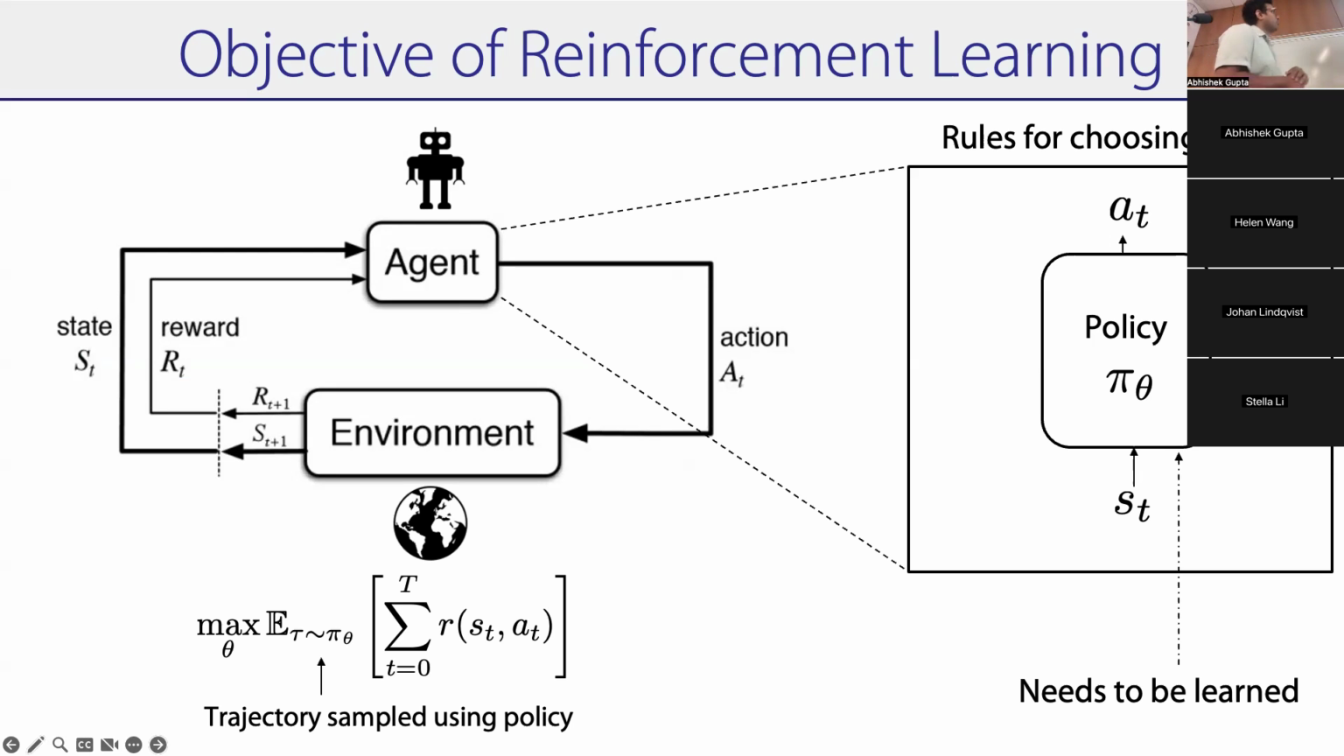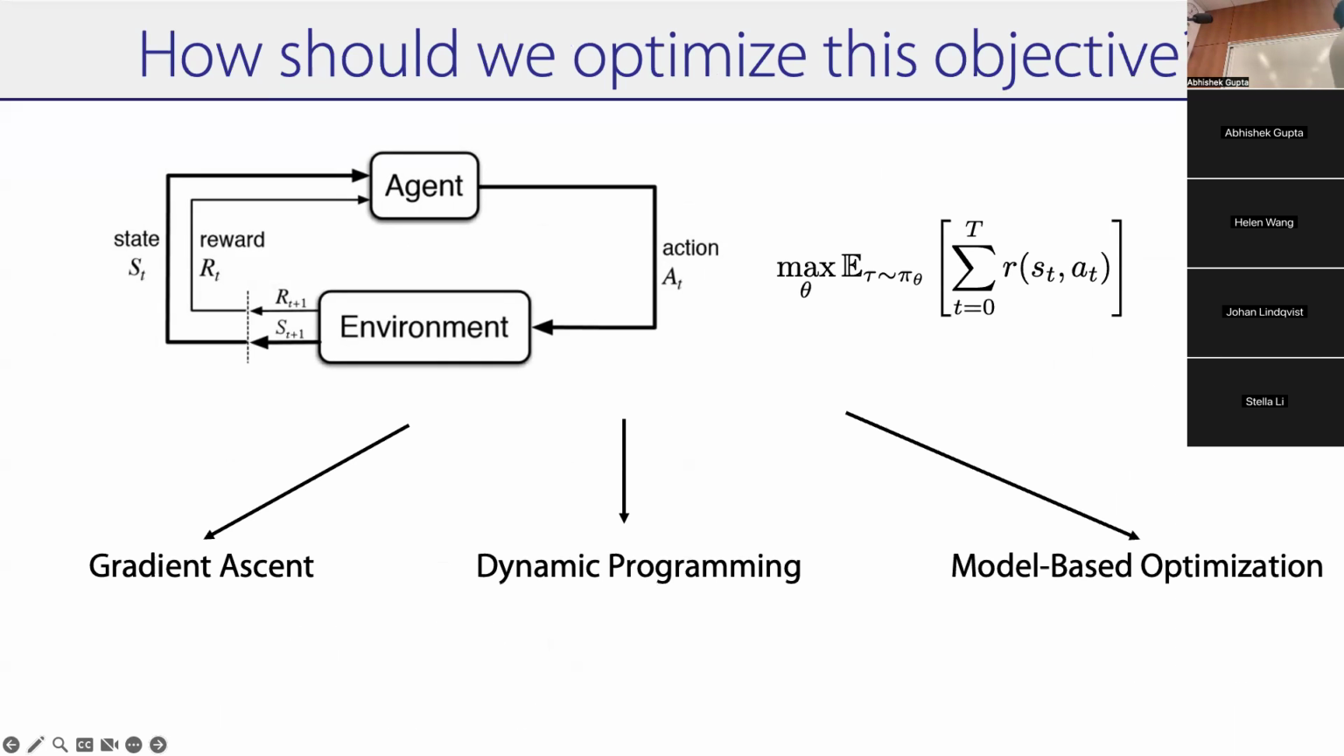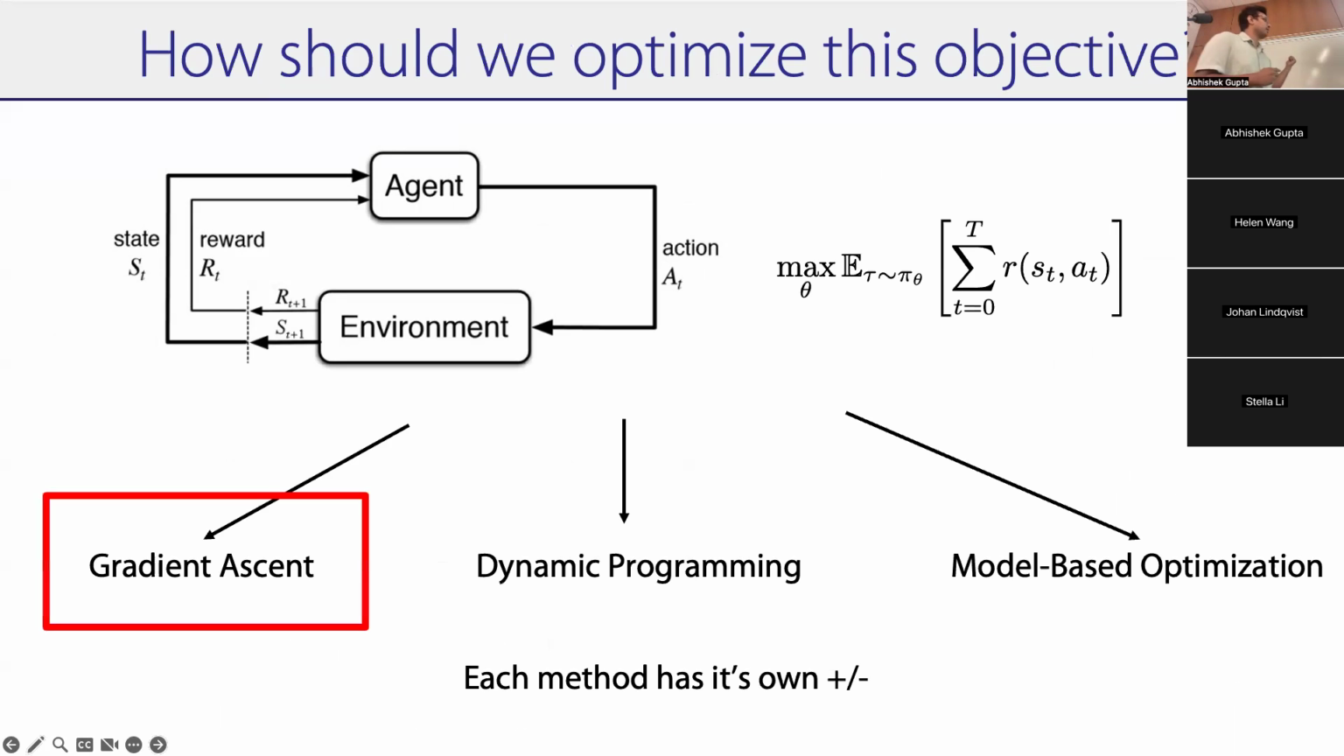Okay, good. So the objective for reinforcement learning is maximizing the expected sum of rewards under your policy and your system dynamics, right? And so everything we want to do is to maximize this objective. Now, how are we going to maximize this objective? We can either do it with gradient descent, we can do it with dynamic programming, or we can do it with model-based optimization. We started by thinking about gradient descent, right?